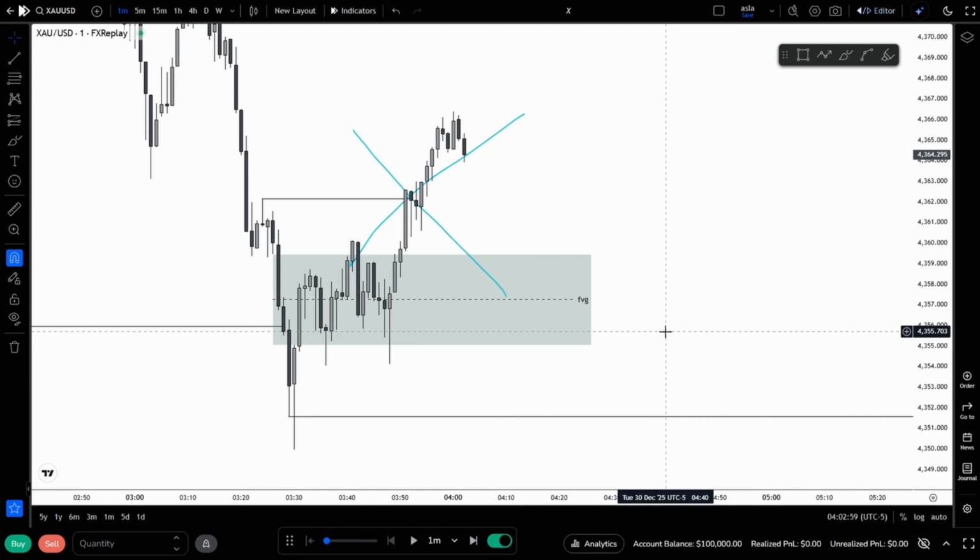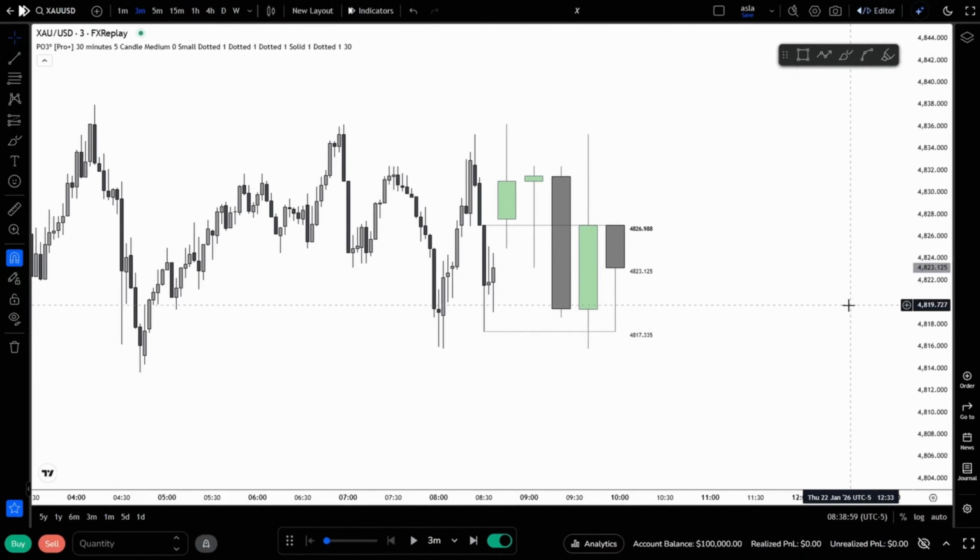In this case, I would rather see another run of the lows and then a cleaner model form before looking for a move higher. Not every sweep plus inversion is tradable. Context and reaction matter. So here we are in our next example.